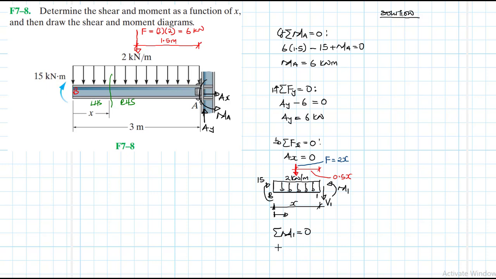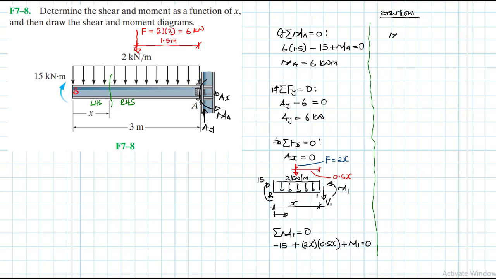We have a minus 15. What else? Then we have a plus 2x times 0.5x. Then plus m1 equal to 0. Yes. Let's go up, so that we finish what we've started. Great. So what do we have?